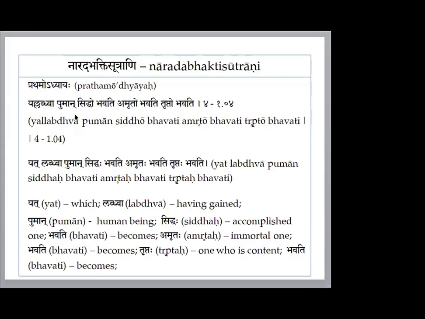Puman has no aspirated consonant. Siddho. The dho in the uddha, the second letter, which is a compound consonant made up of id and ud. The third letter in the tha varga and the fourth letter in the tha varga, or third class of consonants. So ud, the second one, is aspirated. Siddho bhavati. Bhavati in the next word, bha is also aspirated. Amrito, there are no aspirated consonants. Again, bhavati appears with bha, which has to be aspirated. Tripto, no aspirated consonants. Bhavati again appears, which has to be aspirated.